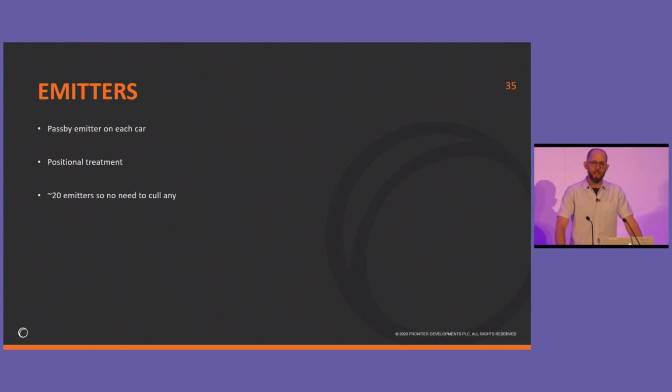So the audio emitter setup for the pass-bys was pretty straightforward. Each car had a pass-by emitter that all the sounds were triggered on. So as the car with the emitter moves around the track, the sounds that we play back there get the right spatial treatment. We apply various environmental effects, things like reverb, to the emitter based on the car's position. And as each car has a single pass-by emitter triggering sound, that's about 20 emitters in a typical race. That's fine from a voice management perspective. We don't need to do any fancy culling or anything like that on this game.